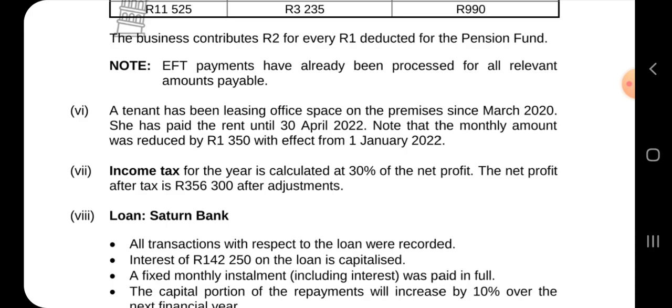Now we don't have the 1,350. We can divide and get an amount for every month. We divide this by 14. This gives me 12,150 for each month. That does not have the 1,350. So that makes so much sense for us, because from January the 1,350 was no longer paid. The rent was decreased. So we take the 12,150 multiplied by 2, and this gives us 24,300.